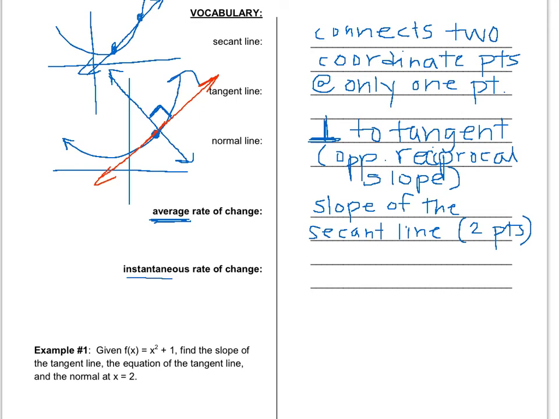Now when I talk about instantaneous, I want it at just one x value. So this would be the slope of the tangent line. Okay, there's only one point involved on the function. Okay, so I'll probably be asking you about this tomorrow. Just make sure slope of the secant has two coordinate points connected, and you use the slope formula. As far as the slope of the tangent line, there's only one point that we'll be using.